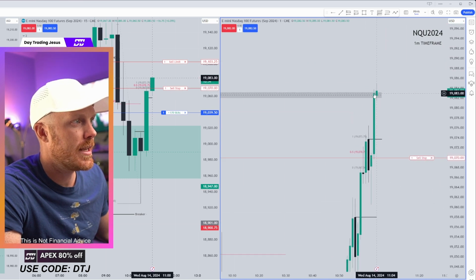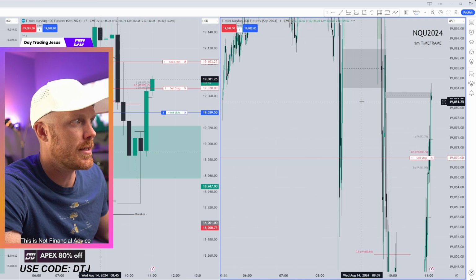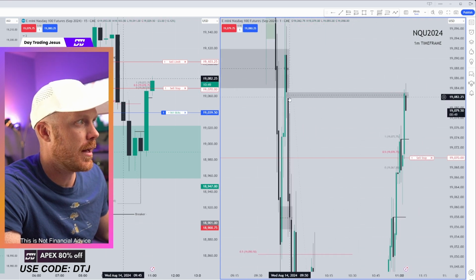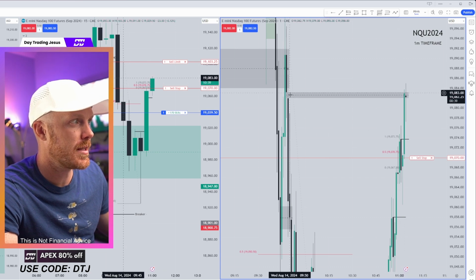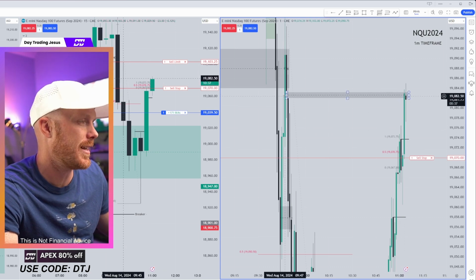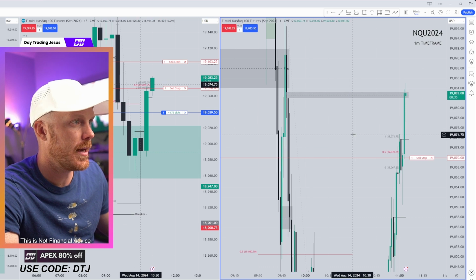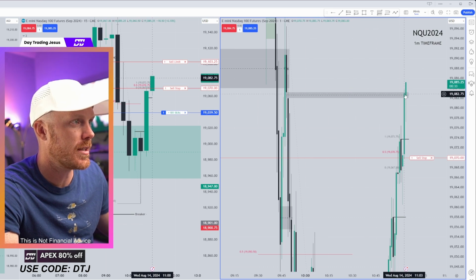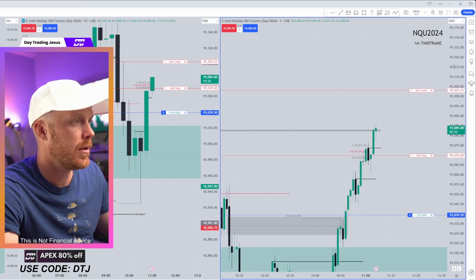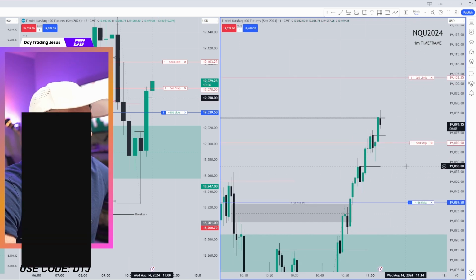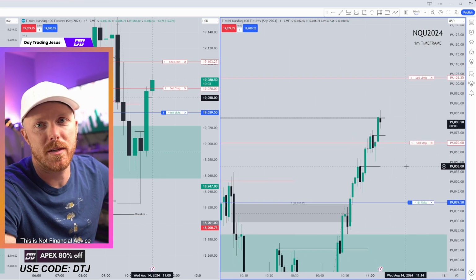All right, we closed inside the volume imbalance. Remember what I said? Keep an eye on this volume imbalance. It wouldn't surprise me if we turn right here. It wouldn't surprise me if we get a bigger retracement, because it's not a true volume imbalance, but it is a volume imbalance, and you can see how we closed inside it. Ultimately, our target is sitting up here at 19,103. This literally is a masterclass on stop management.